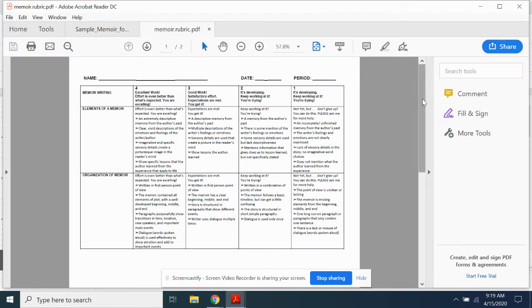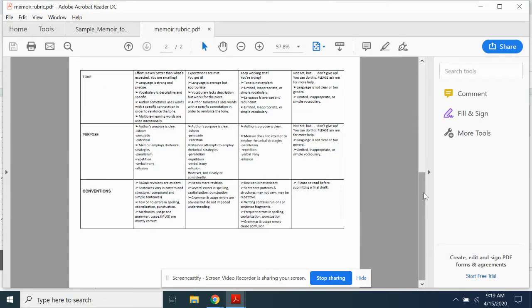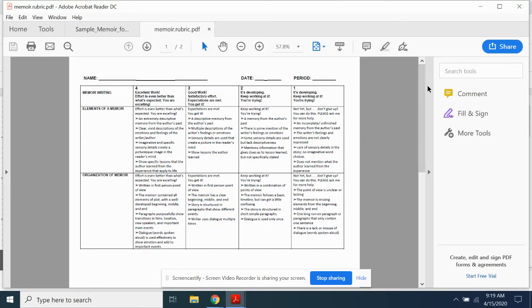So if I look down here and I scroll to the second page, it says right here, if I look at my conventions, RADaR revisions are evident. That means it's going to be obvious to me that you've gone through these steps of revision. So read that rubric carefully as you're creating your final draft and taking that rough draft or your first or second draft into that final draft stage.